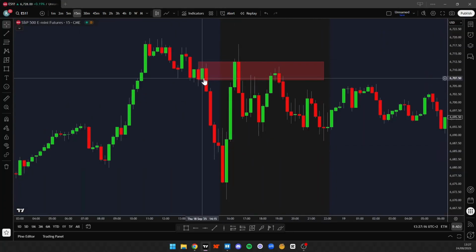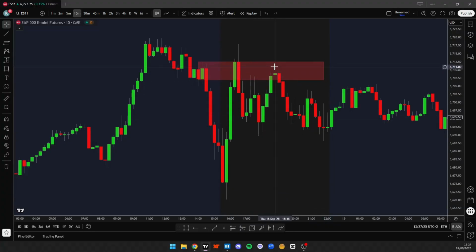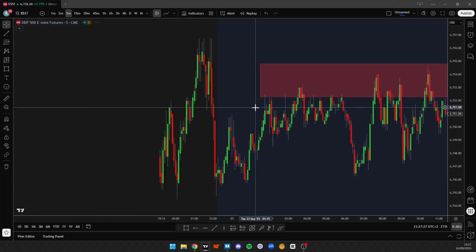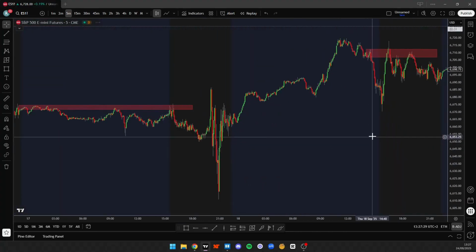Here, for example, we had the supply. Price comes in, sweeps the high of the supply, sweeps the previous high as well, and then had a nice reaction, came back up again, another reaction, came back up again, another reaction. So let's go down to the M5 first and see what happened there.